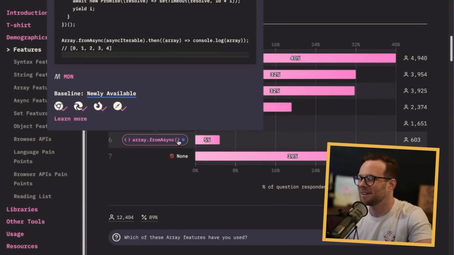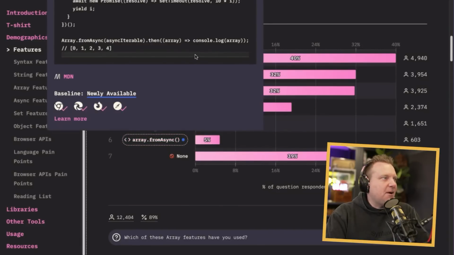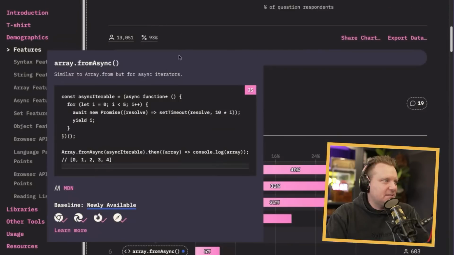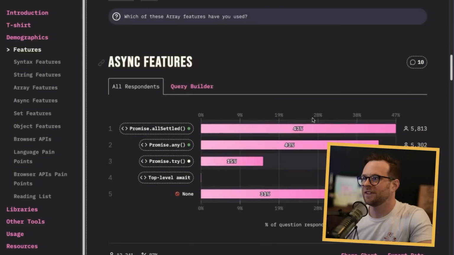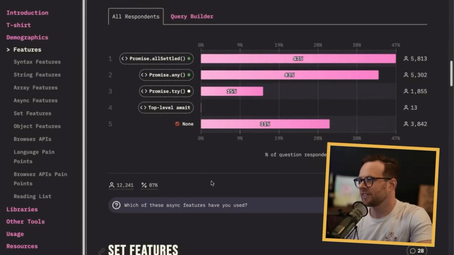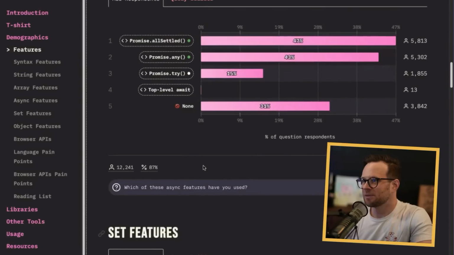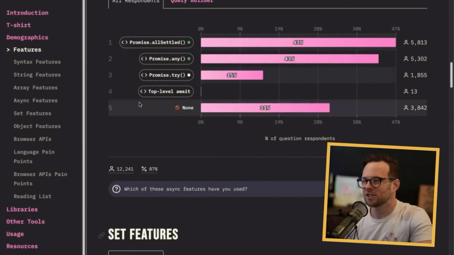It's all great. Yeah. And Array.fromAsync is similar to Array.from, but for async iterators. That's really handy. If you've ever tried to take an array that is a generator and you just don't care about the next done thing, you just want an array of the actual values, fromAsync is going to be handy for that. Async features. Number 4 on this list, with only 13 people responding that they have used it, which is 0.1%, is top-level await.